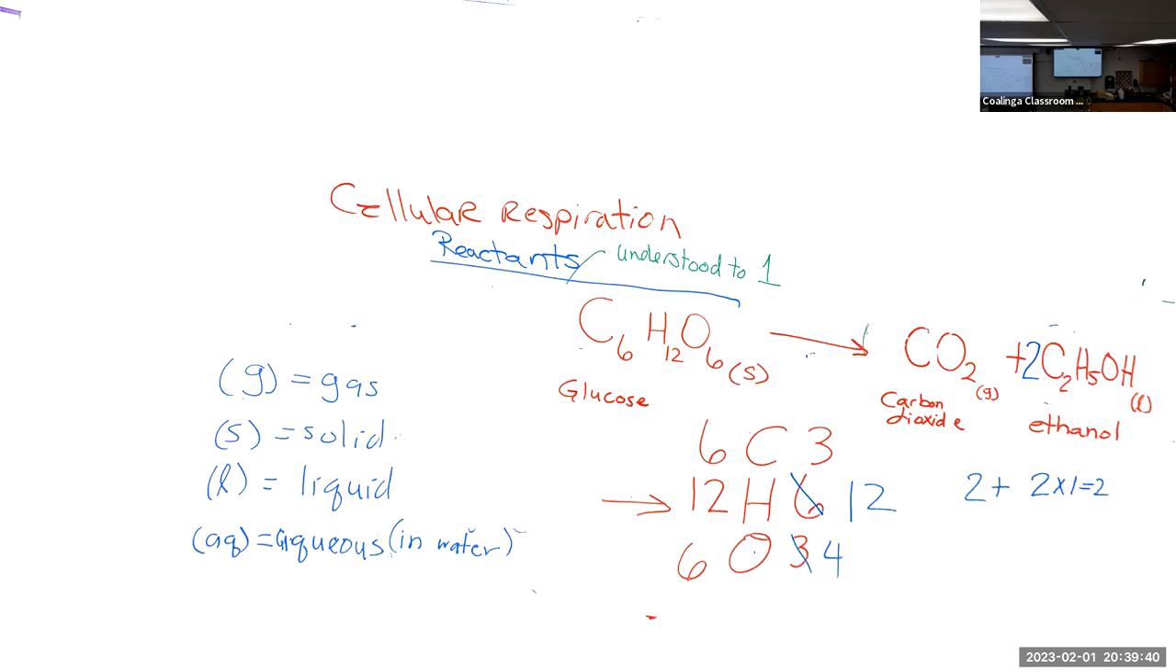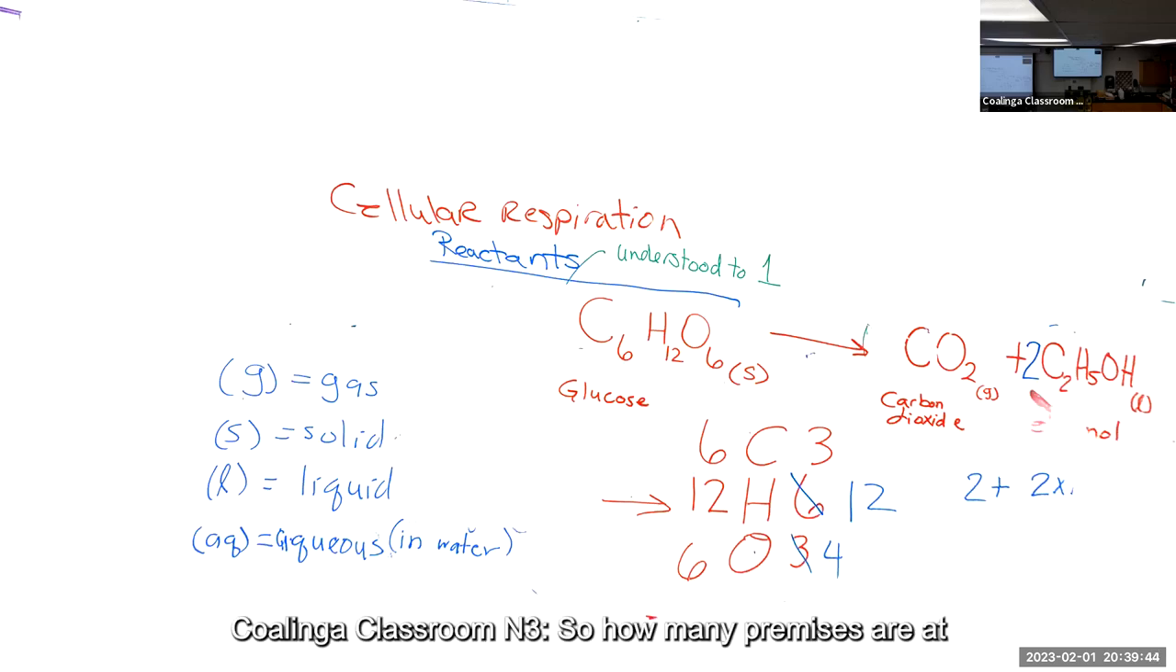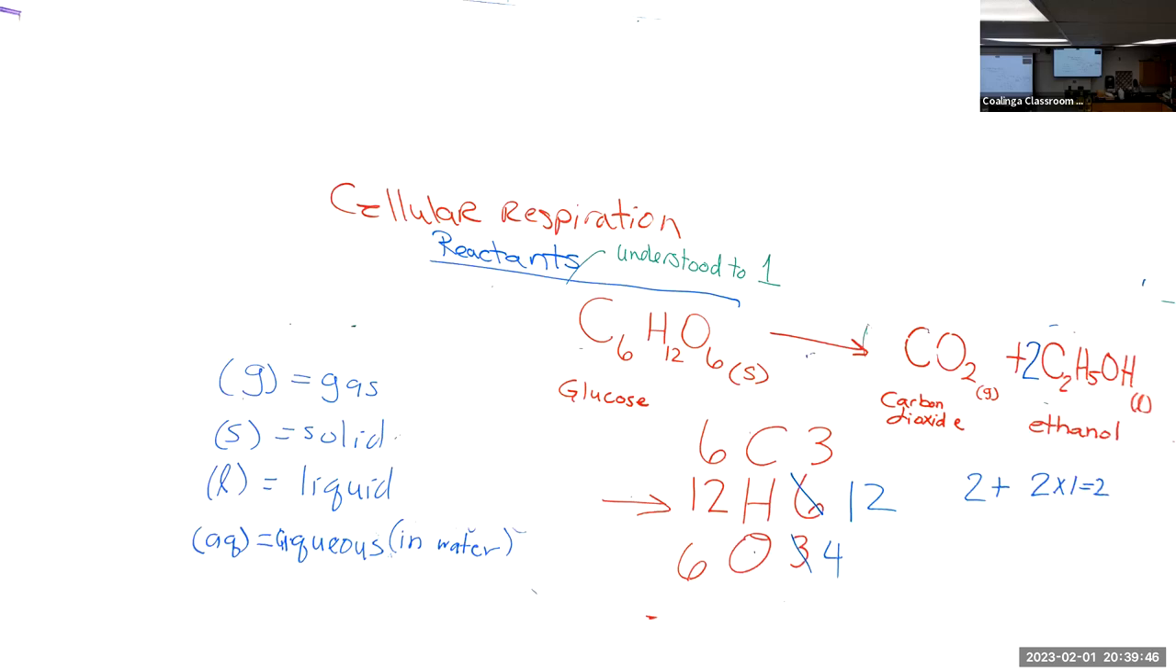Okay. Is that working for us? No. How many carbons do I have? Two times two? So I have a total of 5. But I need 6.